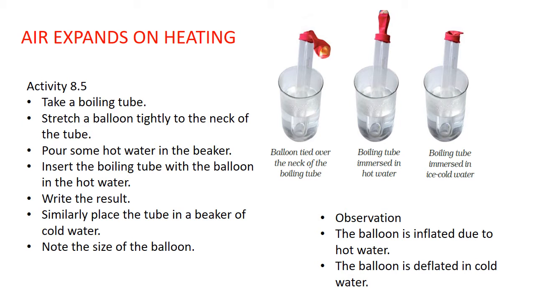You can see in the picture in the middle, right? So you can see the boiling tube that is immersed in hot water. The balloon is a little bit inflated, right? Now take the tube out and let it cool down to room temperature. Then you place the tube in a beaker of cold water, right? Then you observe the change in the shape of the balloon. After 2 to 3 minutes, you will get the change in the shape of the balloon. Now you have to note down the size of the balloon.